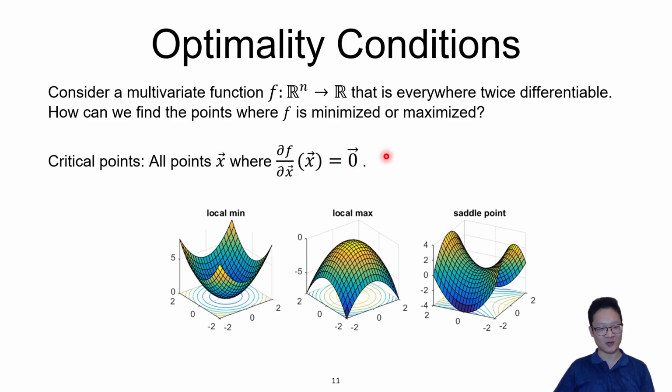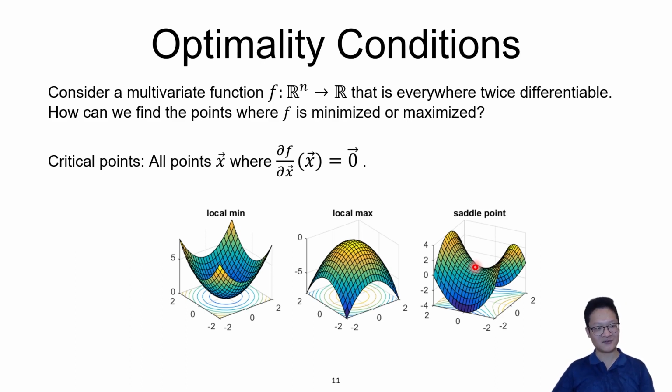So if we find all of these points, then these points could be a local minimum, like in this case, the bottom, or a local maximum, the top. Basically the gradient being 0 means that locally the function is flat, right? Horizontal. The third case is that it could be a saddle point. So here in the middle, the function is actually locally flat, locally horizontal. The gradient is 0.